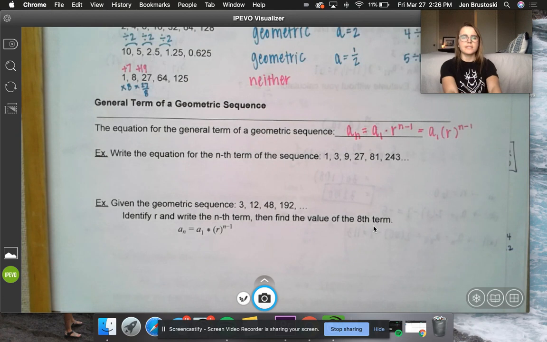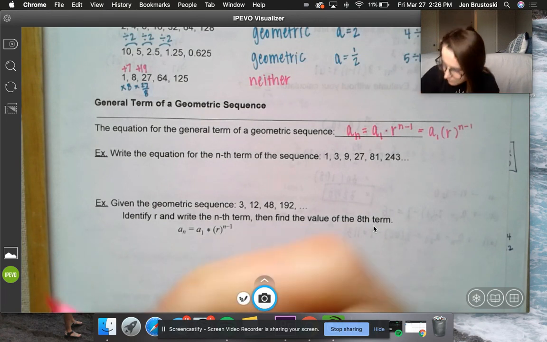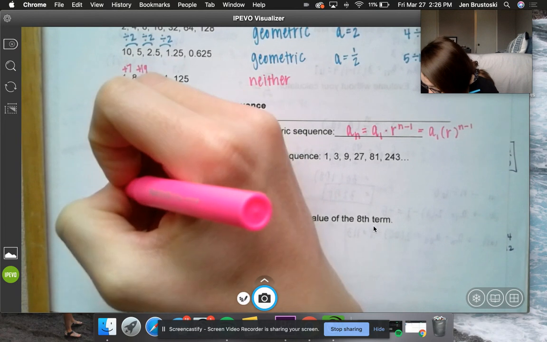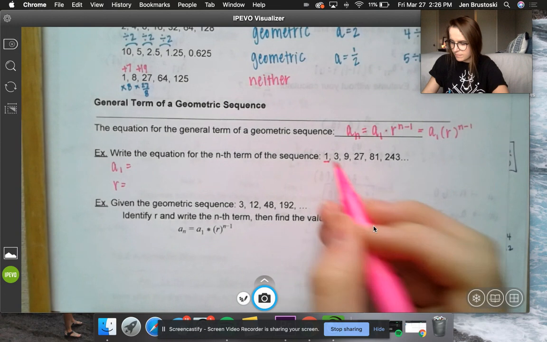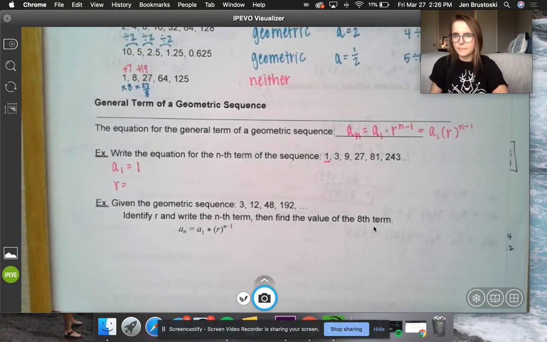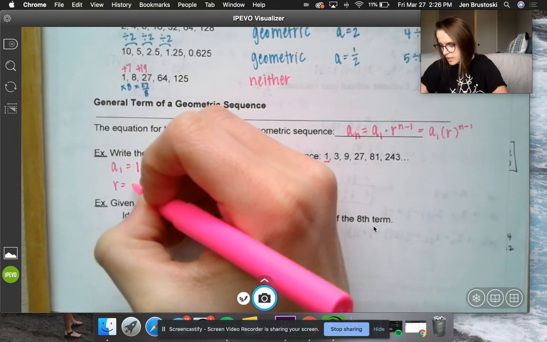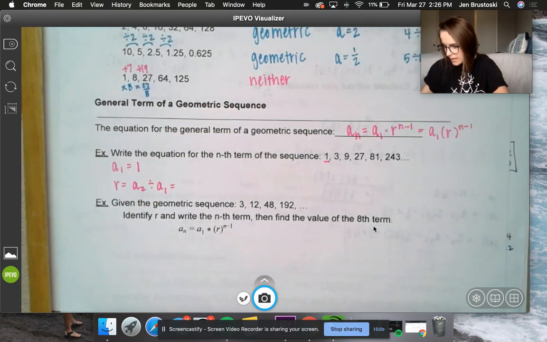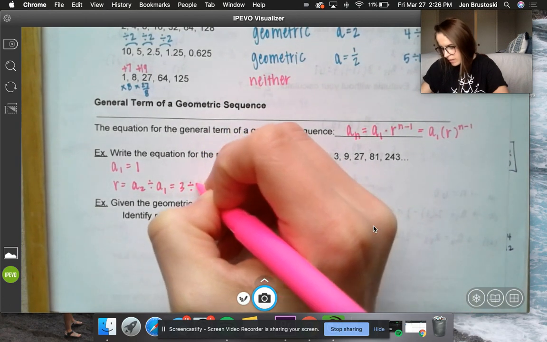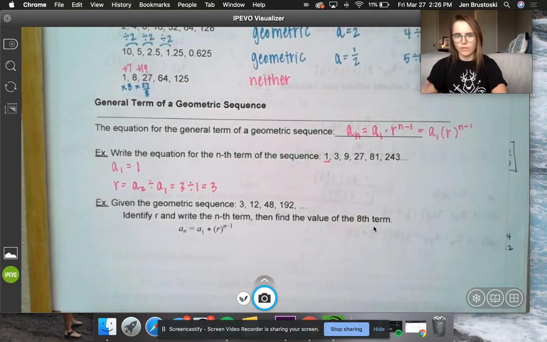All right, jumping into our first example, it says write the equation for the nth term of the sequence. I need two things. I need a sub 1 and I need r. I don't need n because I'm looking for the nth term. A sub 1 is easy to find. It's just the first term. R, easy but harder. We're going to take our second term and divide by our first term. So I'm going to have 3 divided by 1. So I get 3.